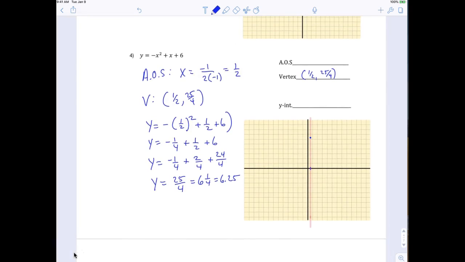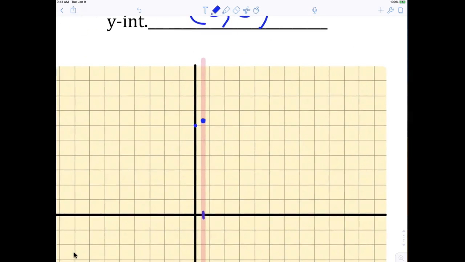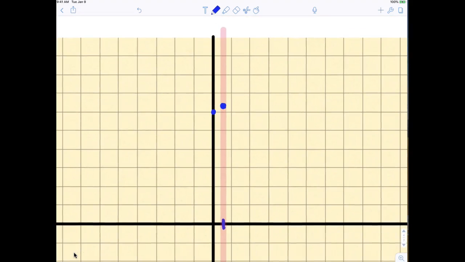Now, what is my y-intercept? Somebody tell me what the y-intercept is. 0, 6. Thank you very much. So now I can graph 0, 6, which is kind of close. Do you agree? But how far away am I from the axis of symmetry? Half, right? So I just have to do what? Half on the other side. Should be really simple for you to see that. And then we're just sketching the graph. Something like that.